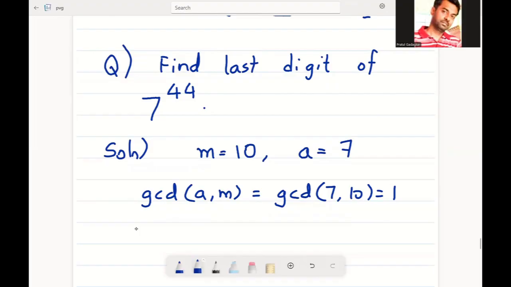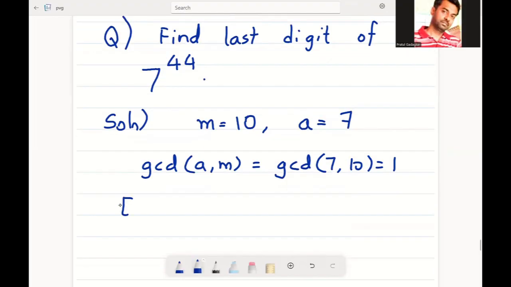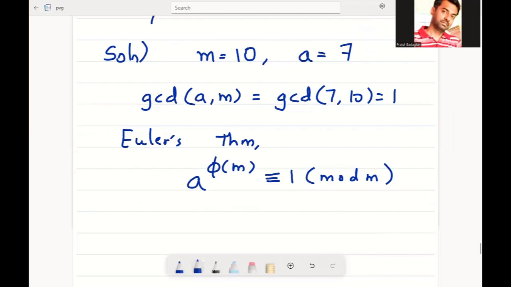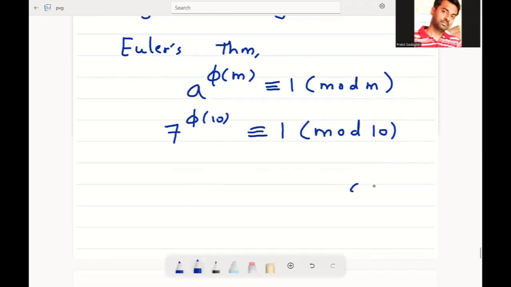And what is the statement? Euler's theorem states that a raised to phi of m is congruent to 1 modulo m. So let me put the values of a and m in the statement. So 7 raised to phi of 10 is congruent to 1 modulo 10. And what is phi of 10? In the previous problem, we have seen that phi of 10 is 4. You can now remember this.